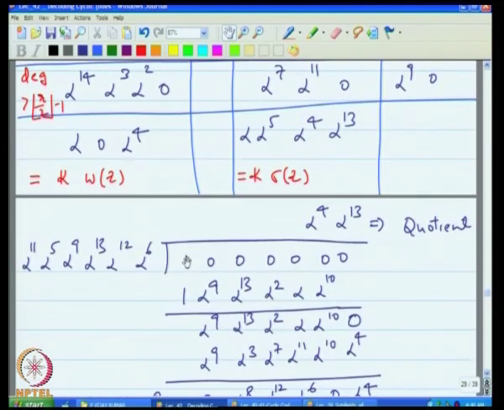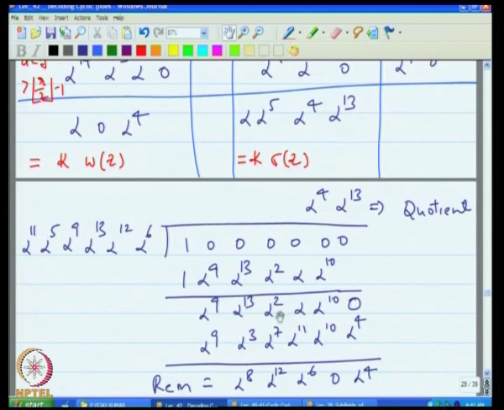So, here is z to the 6 in short form notation, and here is s of z, and we want to divide this by this. So, this is alpha to the 15. So, it is alpha to the 4, which will give you 1, alpha to the 9, 13, alpha squared, alpha to the 10. You subtract, you get this row. You look at alpha to the 9 and alpha to the 11, so that must be alpha to the 13, because that gives you alpha to the 24, which is alpha 9.